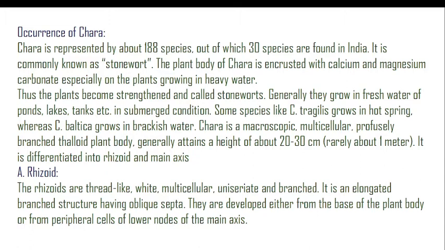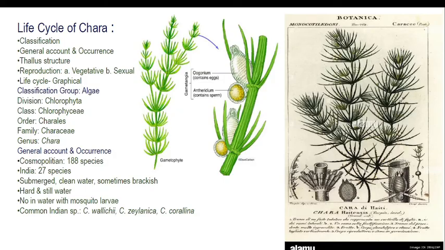It is differentiated into rhizoids and the main axis. First of all, rhizoids are thread-like, white, multicellular, uniseriate and branched structures. It is an elongated branched structure having oblique septa. They are developed either from the base of the plant body or from peripheral cells of lower nodes of the main axis. So this one is the main axis and these are the branches which possess limited growth.